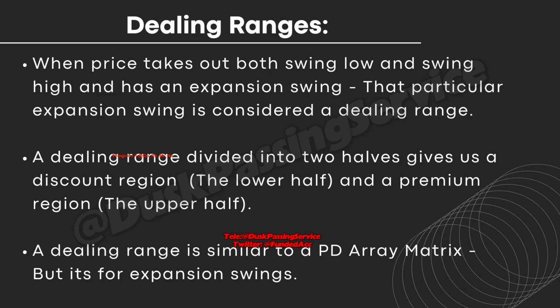Now, another thing about dealing ranges is that they are similar to PDRA matrices, or let's say they are a type of PDRA matrix. It's a specific type of PDRA matrix, which is for those swings which take out both swing low and swing high. That's what we call a dealing range, and when it is divided into two halves with premium and discount, it gives us a whole framework on the higher time frame which we can integrate with market profiles on the lower time frame.